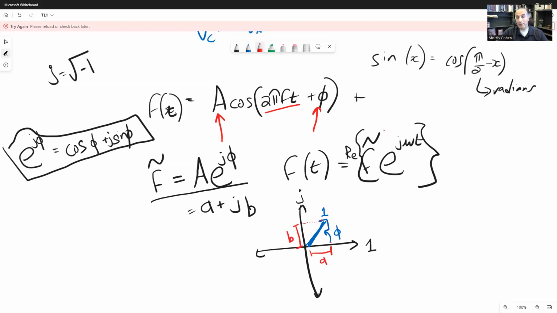And so we can represent the same phasor as a e to the j phi, or we can represent it as a plus jb as a real and imaginary part. And you can convert back and forth just by applying geometry to this phasor using this two-dimensional diagram. All right, and one of the things this helps us do is mathematical operations on sinusoids very quickly. I'll give you a quick example.